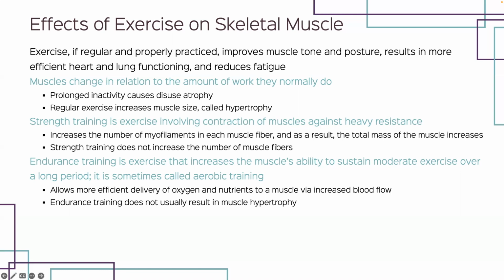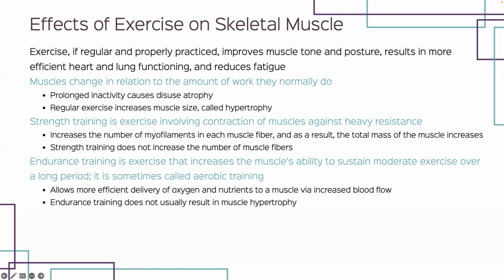Endurance training, also called aerobic training, does not usually result in muscle hypertrophy. Instead, this type of exercise program will increase the muscle's ability to sustain a moderate exercise over a long period of time. Aerobic exercises such as running, bicycling, or other primary isotonic movements will increase the number of blood vessels in a muscle without significantly increasing its size. This increase of blood flow allows a more efficient delivery of oxygen and glucose to our muscle fibers during exercise.